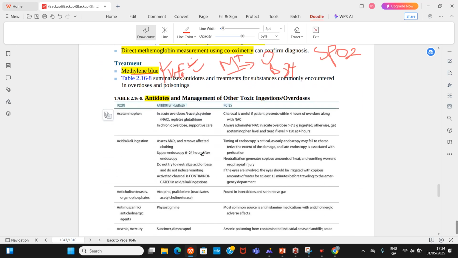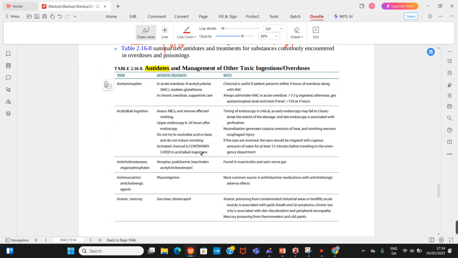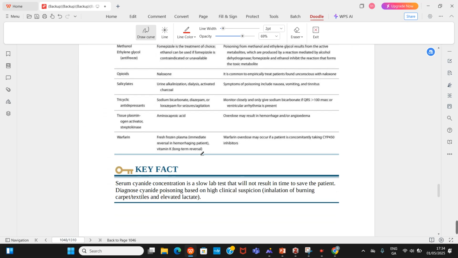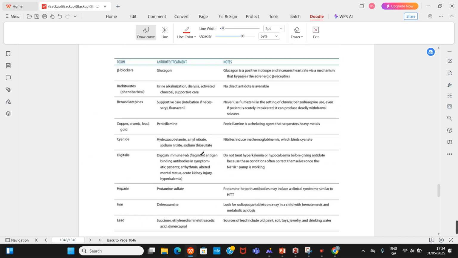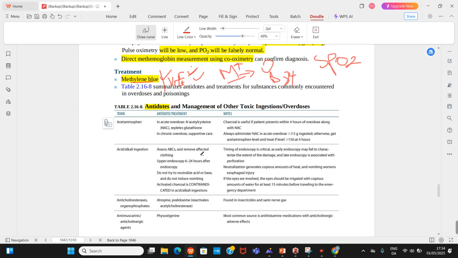So, moving on to antidote and management of other overdoses. Let's just look at this, and we call it a day from here. Now this is just more like a table. The most important one here is acetaminophen. You cannot go for your exam if you don't know acetaminophen management. It's very dangerous. The overdose is either acute or chronic.